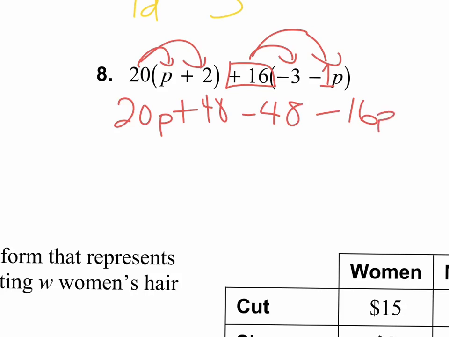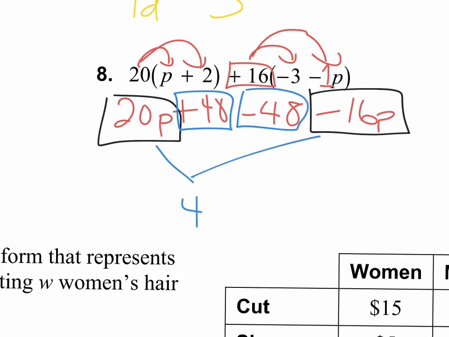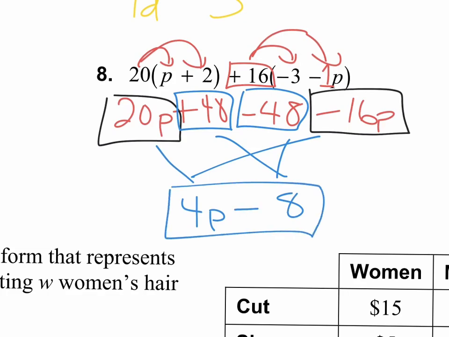Then we go ahead and do our next step, combine like terms. So 20p, anything else with a p? Negative 16p. Then we go positive 40, negative 48. 20p minus 16p is 4p. Then 40 and negative 48, opposite signs we subtract. So 48 minus 40 is 8. And 48 is bigger, so it's a negative. So I have 4p minus 8.